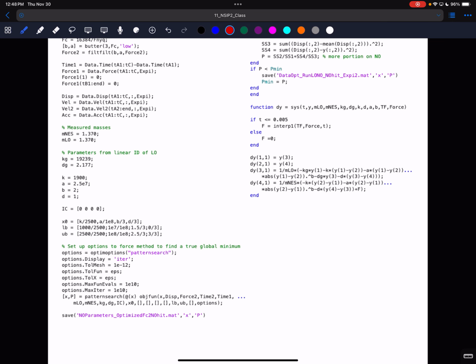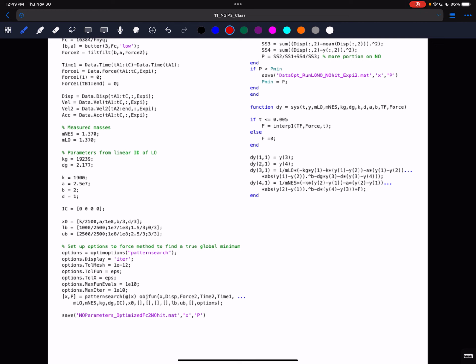How can you be sure you're not stuck in a local minimum? Sure. There's a couple things you can do. Generally, you want to choose different initial conditions and test that. Second, let me back up before that. We're using a method known as pattern search, which is a global optimization technique, rather than something like fmincon or fminsearch, which are only local minimizers.